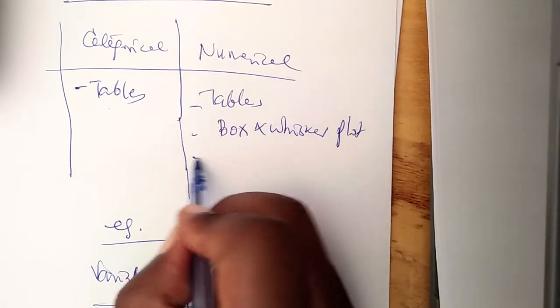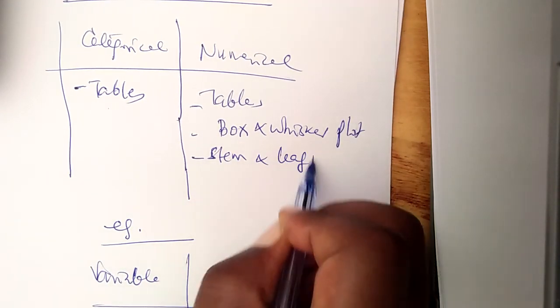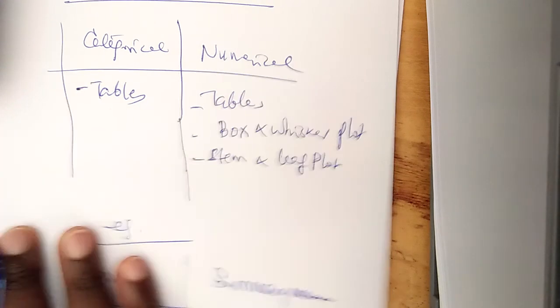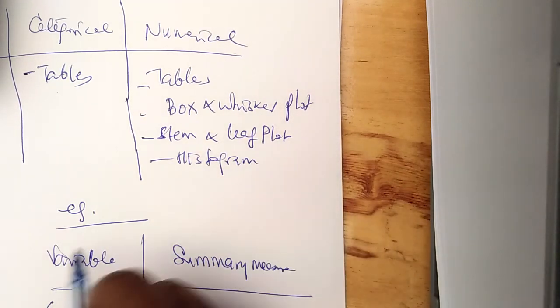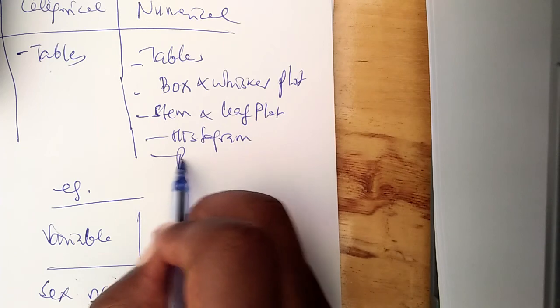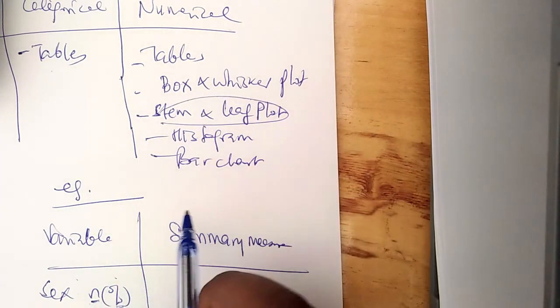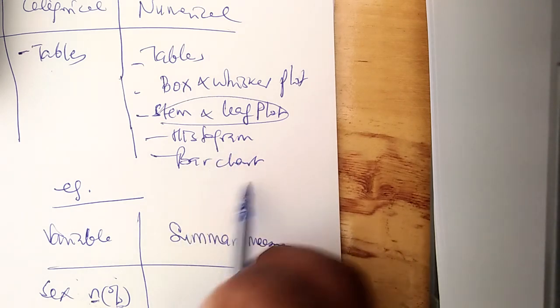We can have what we call a stem and leaf plot. You can have histograms. You can have a bar chart. A stem and leaf plot is more or less like a histogram or a bar chart.